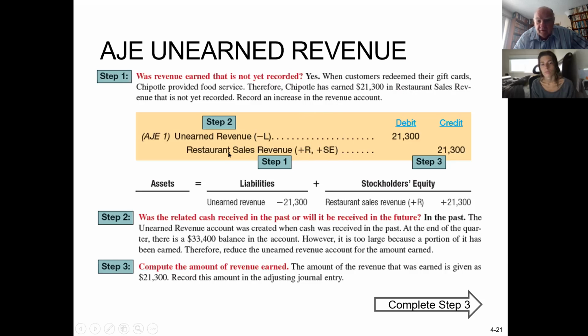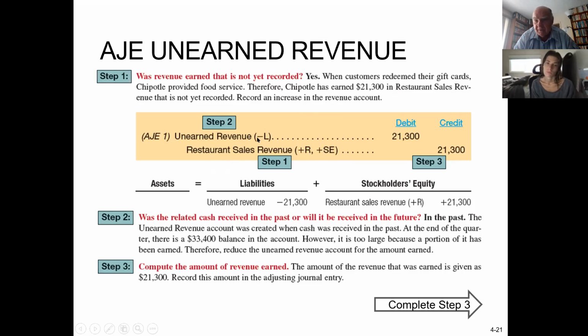At that point, here is your adjusting journal entry. Take a look at it, understand it. You're going to debit unearned revenue and credit the regular revenue. In this case, they're calling it restaurant sales revenue.